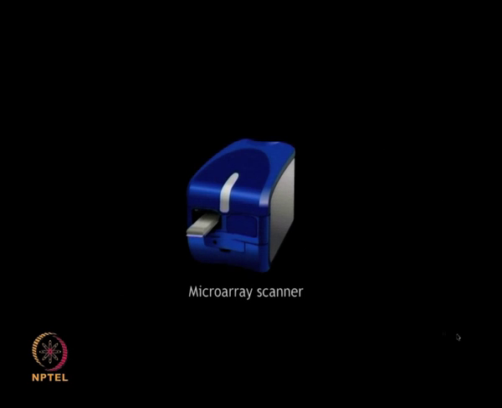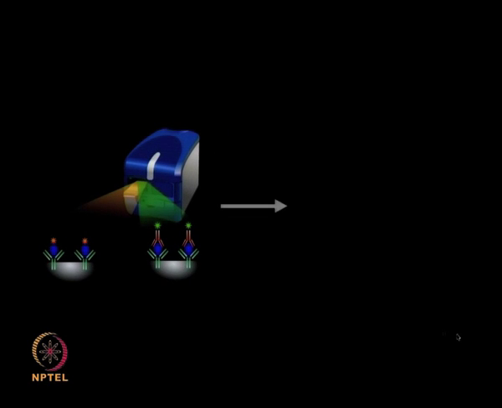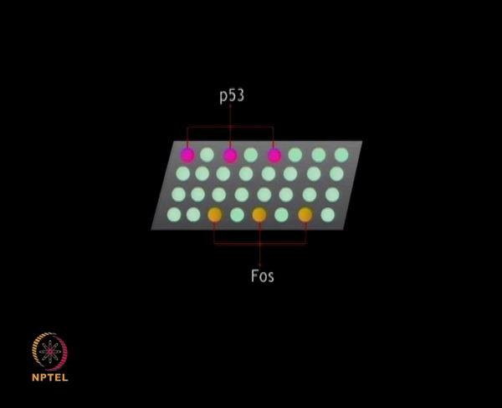The protein microarrays are then scanned in a microarray scanner that allows detection of the fluorescently labeled proteins or antibodies. The output from the scanner is received by the software from which data can be further analyzed. Certain well characterized proteins can be printed on the array as shown in this animation.